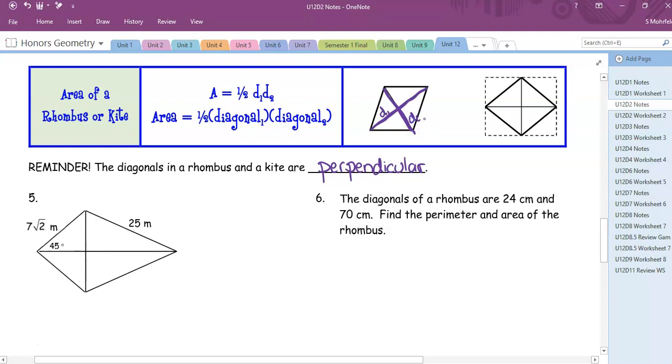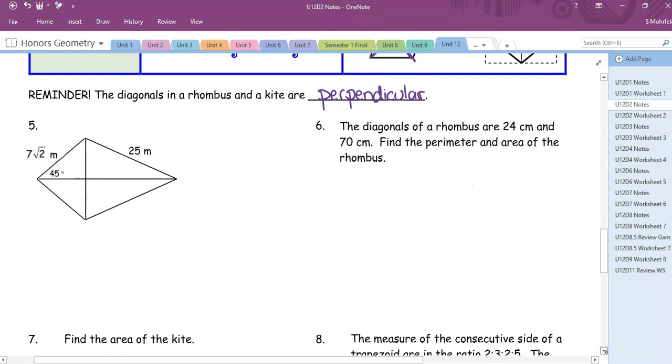Reminder, the diagonals of a rhombus and a kite are always perpendicular, and because they're perpendicular, Pythagorean theorem and special right triangles are definitely coming into play a lot with these types of shapes. So take a look at number 5. That's supposed to be a kite. Sorry, directions aren't clear. That's a kite, so I know all these angles in the middle are 90 degrees.